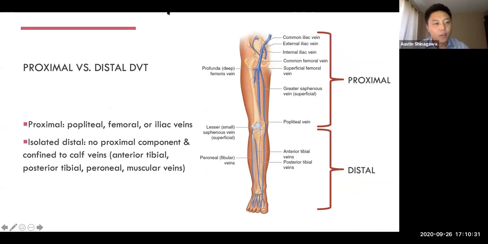And then you can also distinguish DVTs by proximal and distal in the lower extremity. So proximal are DVTs in the popliteal, femoral, and iliac veins, and then isolated distal are DVTs which have no proximal component and are confined to the calf veins, so anterior tibial, posterior tibial, peroneal, and muscular veins.